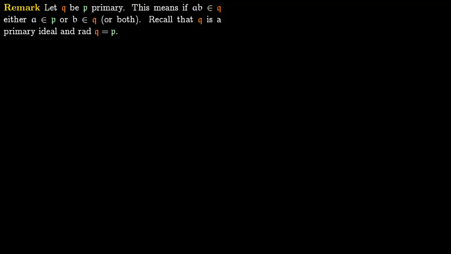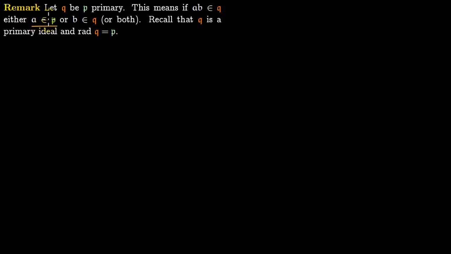In this lecture we want to talk about primary decomposition. So before we do that, let us make an important remark. Let this Q be P primary. So this means if A times B lies within our primary ideal Q, which is P primary, then either A lies within P or B lies within Q, or both of them can happen. So again, AB lies in Q.